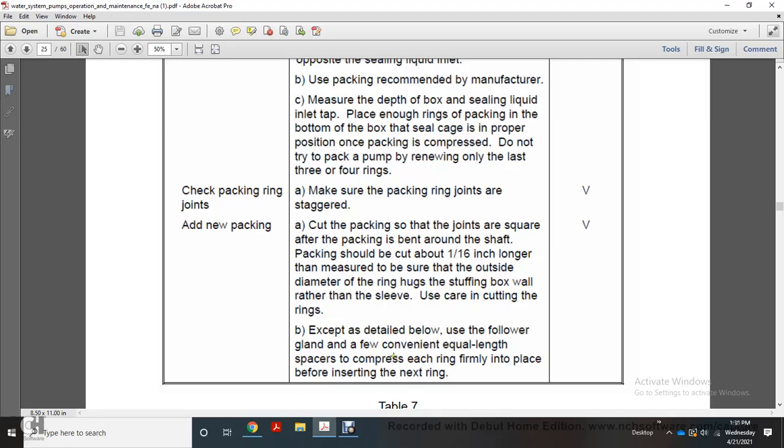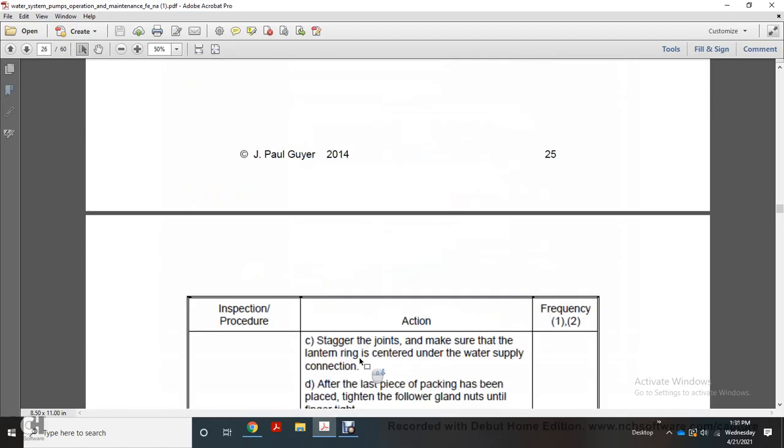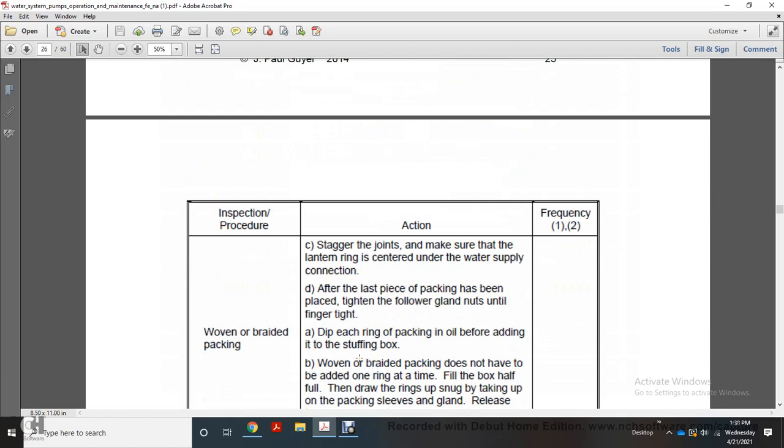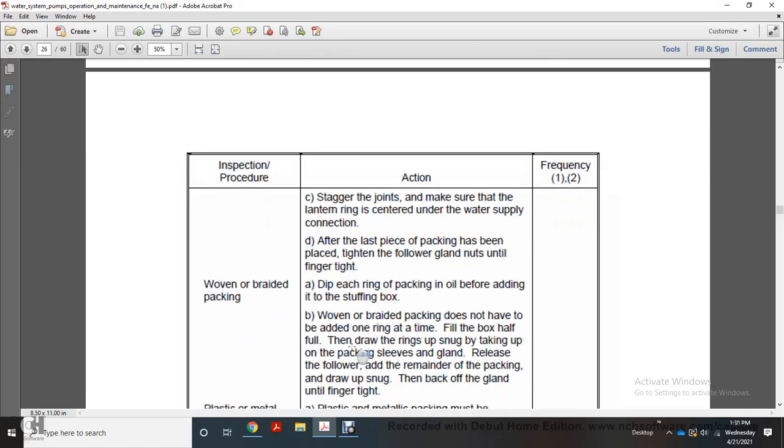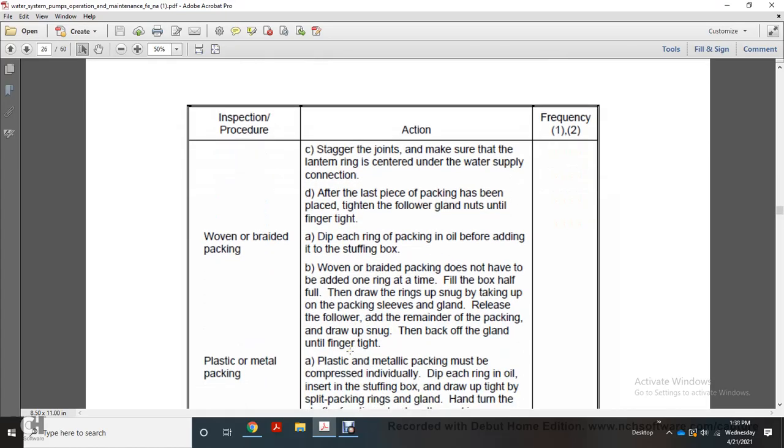Use a convenient, equal-length spacer to compress each ring firmly into place. Insert the next ring, and stagger the joints. Make sure the lantern ring is inside of the water seal connection. After the last piece of packing has been placed, tighten the gland until finger tight.